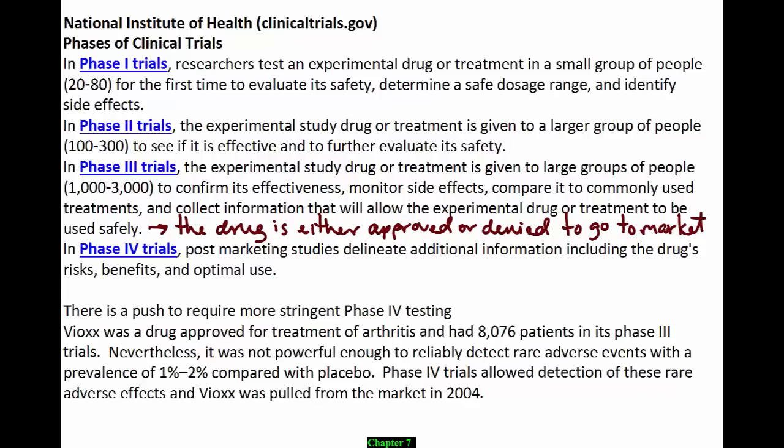Vioxx was a popular drug approved for the treatment of arthritis and had 8,076 patients in its enormous Phase 3 trials. Nevertheless, it wasn't powerful enough to reliably detect rare adverse events with a prevalence of 1 to 2% compared with placebo. Phase 4 trials allowed detection of these rare adverse events, and Vioxx was pulled from the market in 2004.